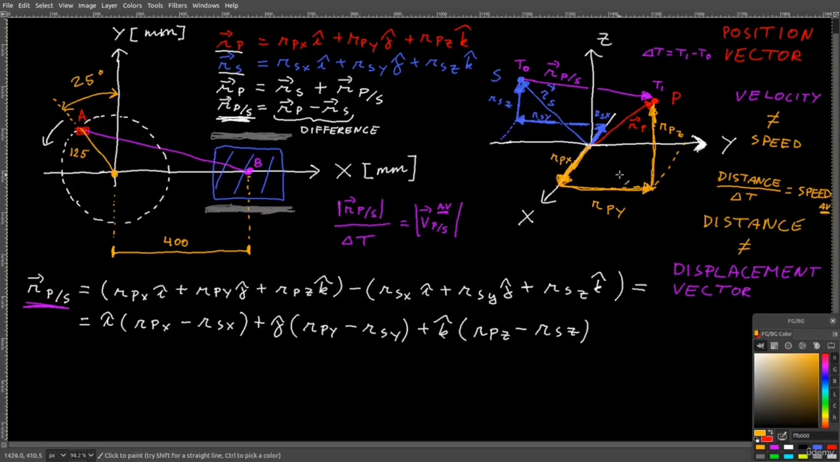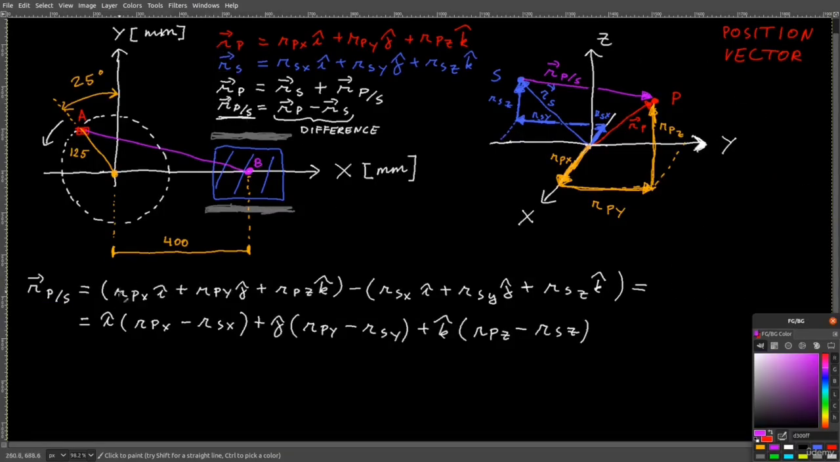And the reason why I say that speed and velocity are average is because I'm not assuming that this delta t is infinitesimally small. Maybe it takes you 40 seconds to go from S to P. During that time, your speed might vary. Sometimes you might go faster, sometimes you might go slower. So that's why I say average velocity and average speed.